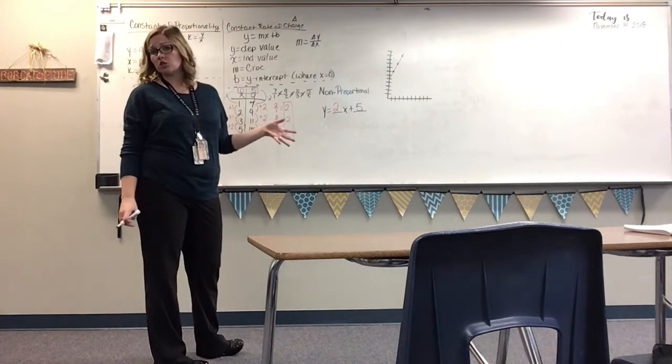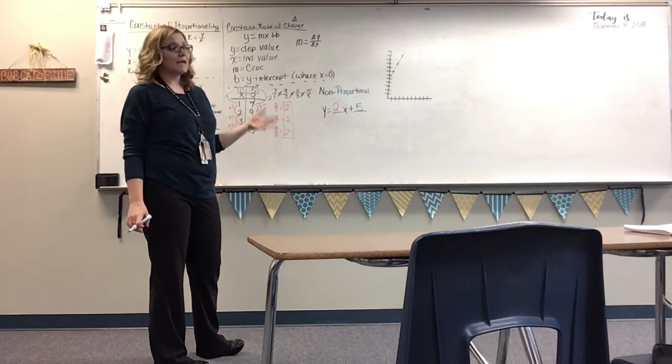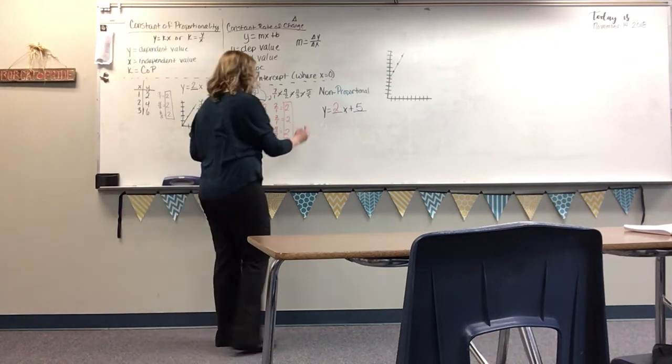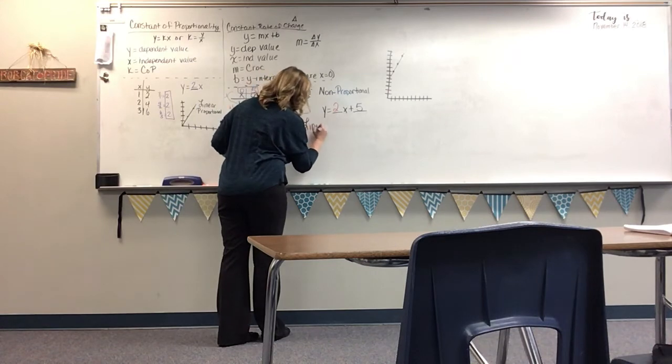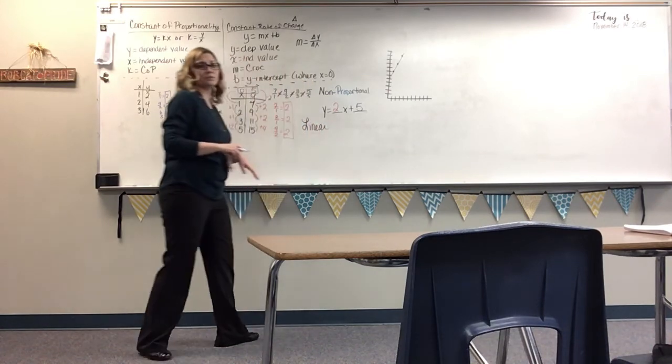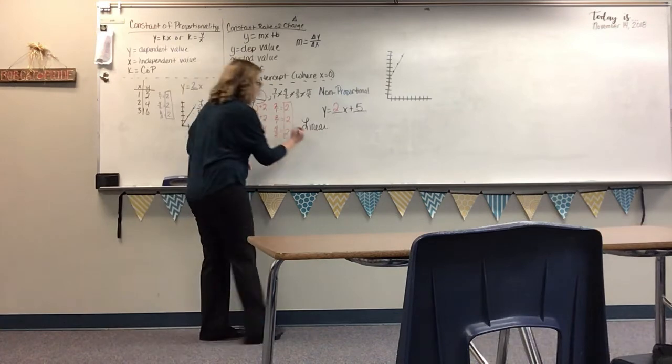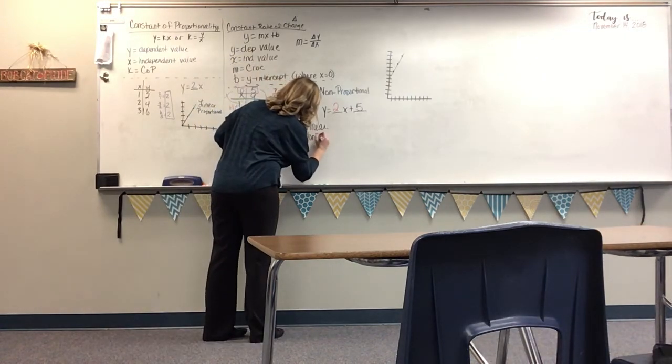Okay, so it's not proportional. We know that. It doesn't go through the origin. Is it linear? Yes, it's linear. If we have a constant rate of change, it's going to be linear. So, would you call it linear, non-proportional? Exactly. You would call it linear, non-proportional.